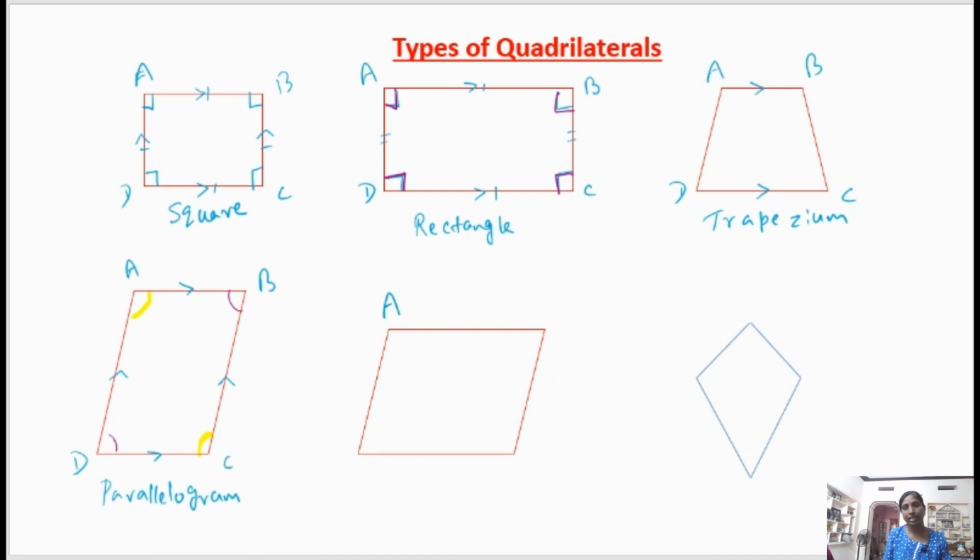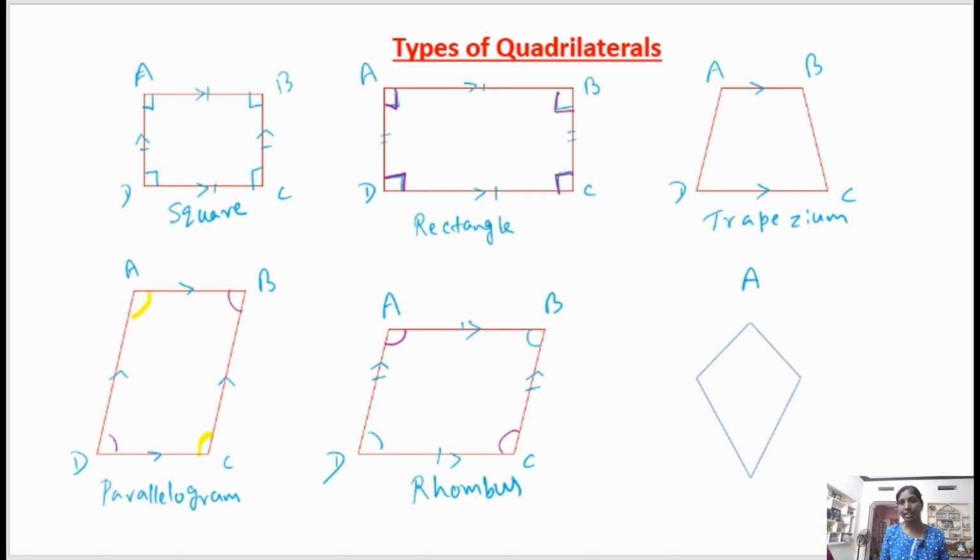Here let me name it A, B, C, D. All the sides are equal and opposite sides are parallel. This type of quadrilateral is called a rhombus. Here the angles are not equal to 90 degrees, but opposite angles are equal. Angle D is equal to angle B and angle A is equal to angle C. Now, let's move to the next figure.